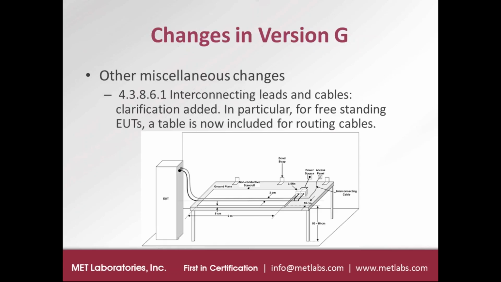So those are what I would consider the most significant changes to the test methods. And now I'm going to go through some other miscellaneous changes that were made for various existing test methods and also some of the general sections of the standard. So one of the changes that was made is that now in version G, when a floor standing EUT, something that's designed to be mounted on the deck or the floor, is tested, they've added the requirement to use a table next to the equipment under test.